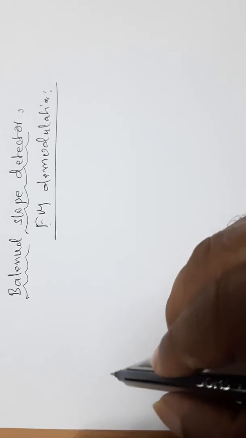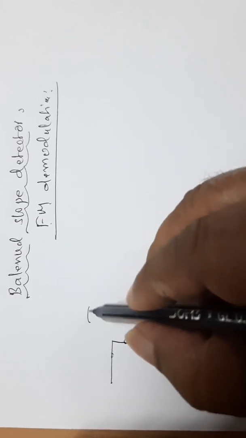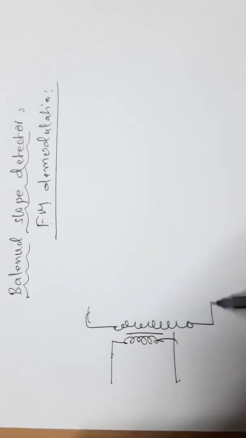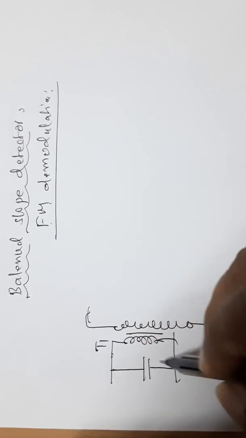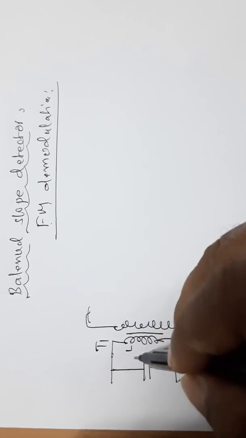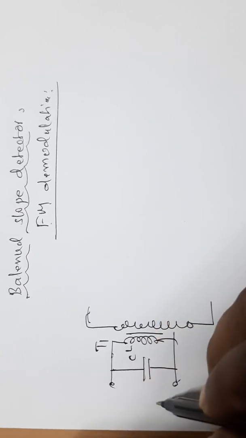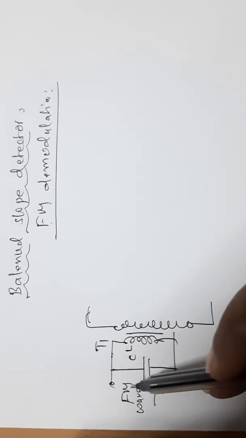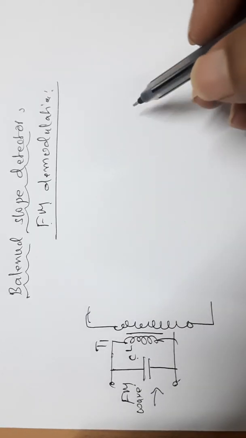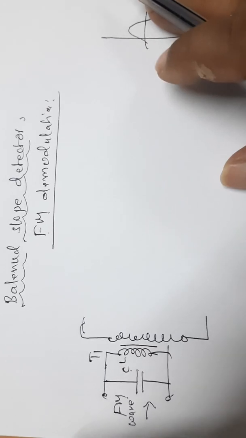I will write the circuit diagram here. The circuit consists of an input transformer, so T1 is the input transformer, and this transformer has a capacitance C. This L and C has a frequency Fc equals 1 over 2 pi root LC. The input to this transformer is the frequency modulated wave. So apply the frequency modulated wave as input, get the amplitude variations in the output. That is our message signal.